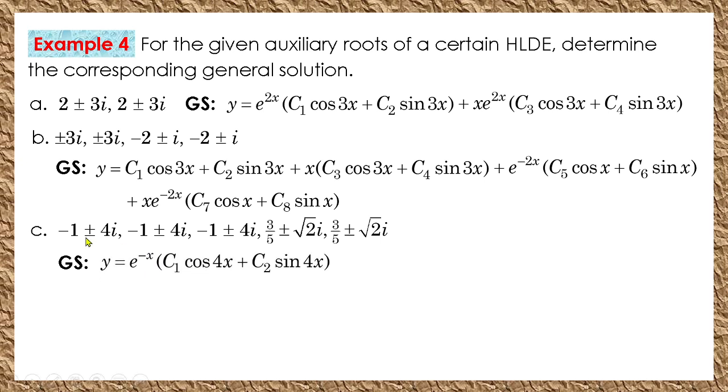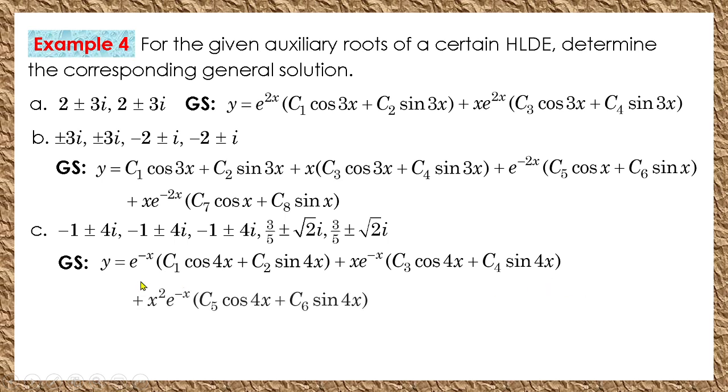O yung first group muna, repeated how many times? 1, 2, 3. So expect na there are 3 groups in the first set. Then multiply lang natin ng x. C sub 3 na, C sub 4. Then isa pa, multiply ng x squared naman, pero C sub 5 na, C sub 6. And then second group, ito na.